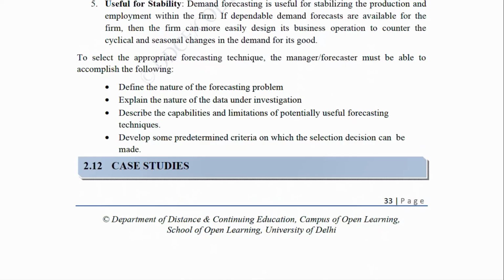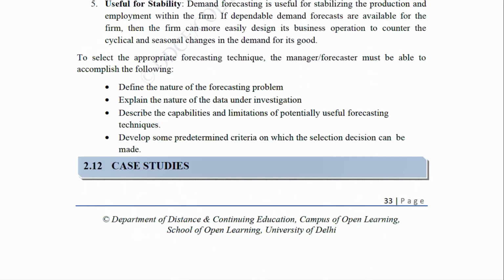To select the appropriate forecasting technique, the manager or the forecaster must be able to accomplish the following. 1. Define the nature of the forecasting problem. Second, explain the nature of the data under investigation. Third, describe the capabilities and limitations of potentially useful forecasting techniques. Fourth, develop some predetermined criteria on which the selection decision can be made.